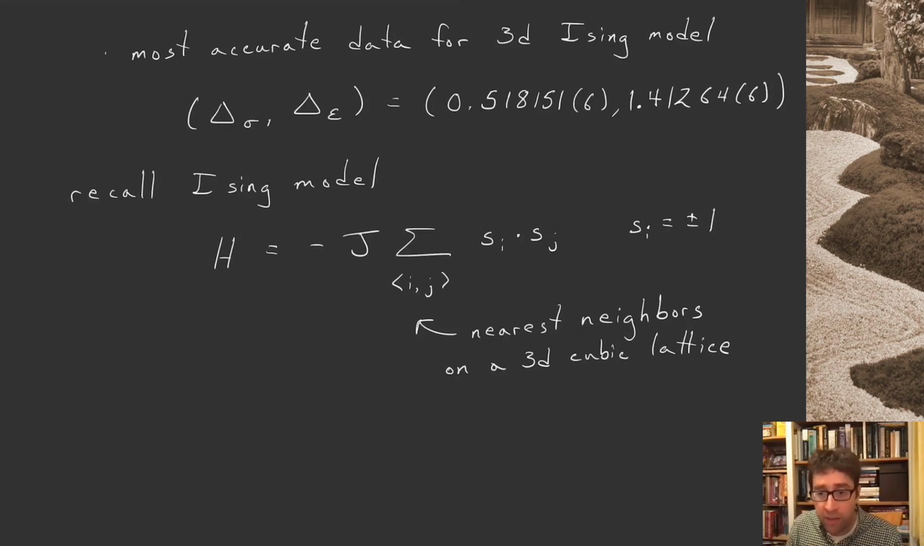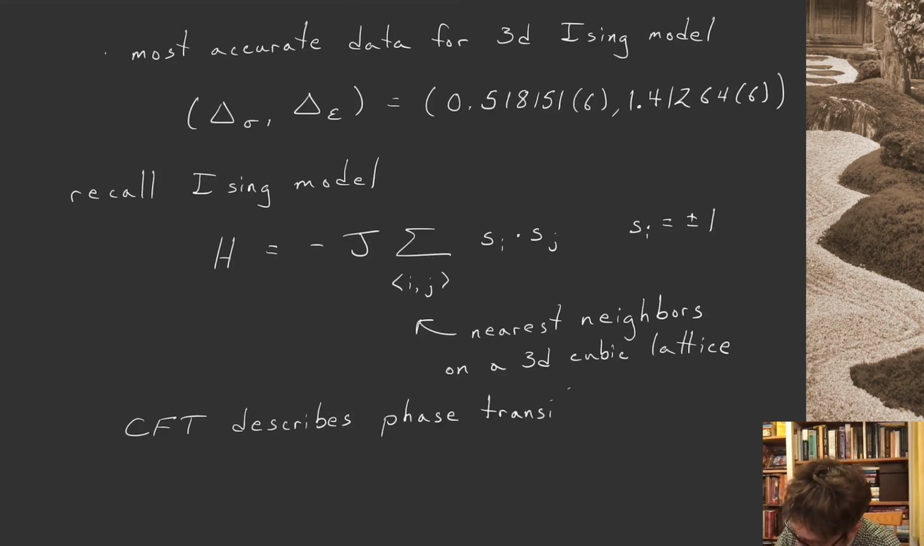And what is the CFT associated with it? Well, it's the CFT that describes the phase transition between an ordered low temperature phase and a disordered high temperature phase. So the CFT describes the behavior of the theory at that critical temperature where the theory is on the boundary between being ordered and disordered.